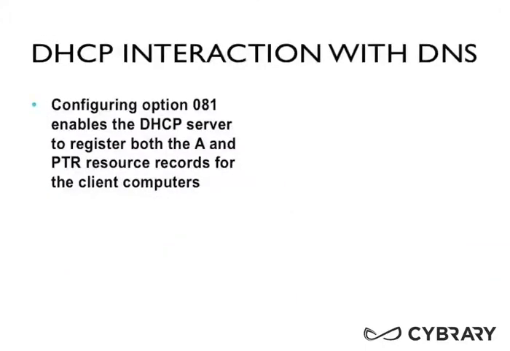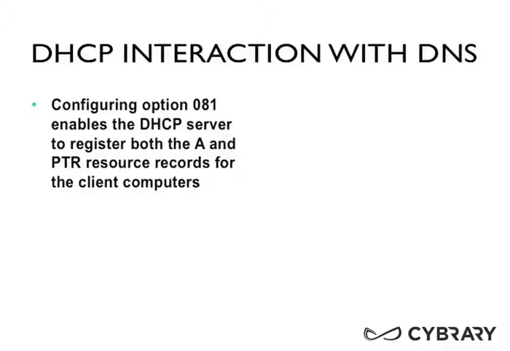Now, let's look at DHCP interaction with DNS. During dynamic IP address allocation, the DHCP server will create a resource record and automatically register it in DNS. But you can also configure your DHCP server to register both the A record and PTR record for your client computer. You can also configure your system so that the DHCP server owns that record.